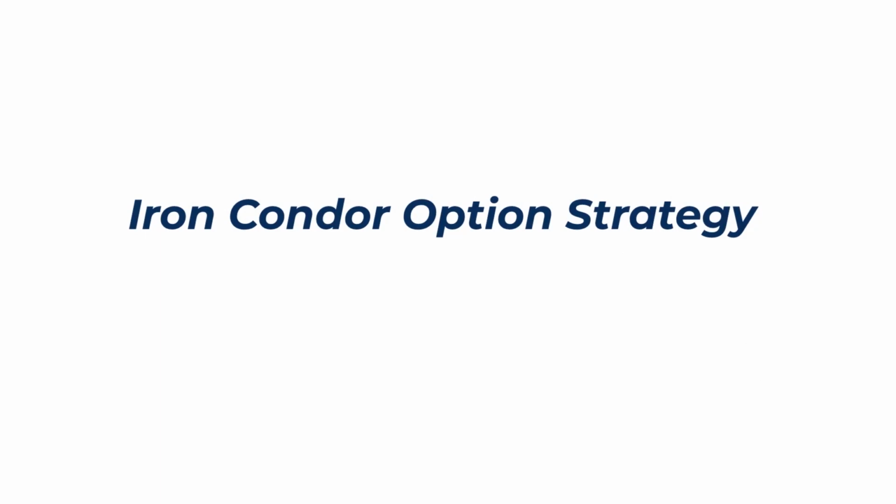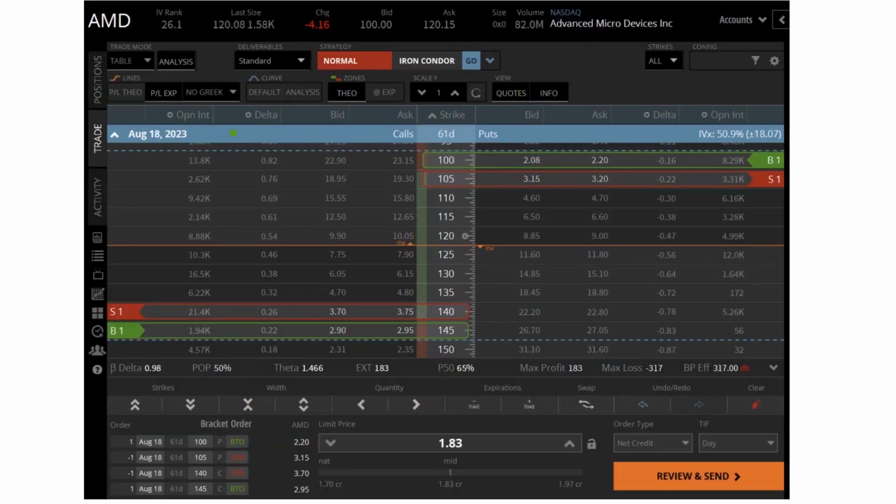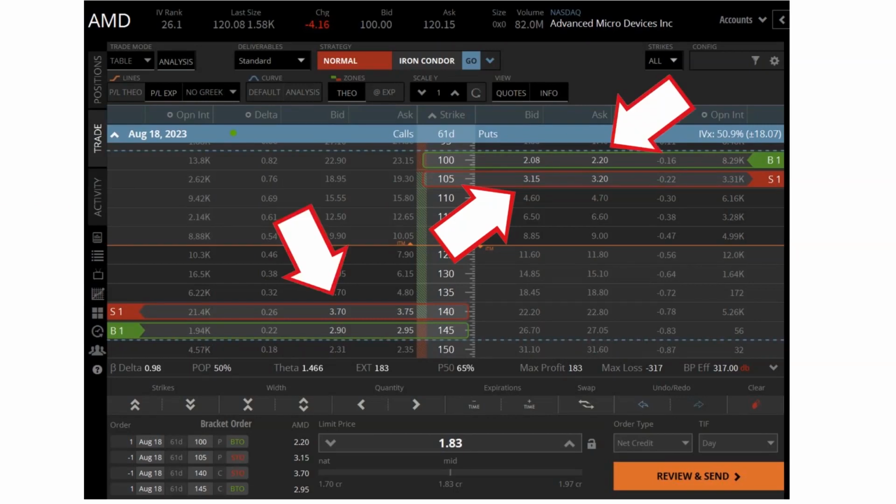An Iron Condor is placed exactly the same way as the put vertical spread that we just showed. However, we are just adding a credit spread on the other side, a call credit spread. So we go to the same August option chain, we click the bid to sell the 105 put and the ask to buy the 100 put. This is the put vertical spread. And then we click the bid to sell the 140 call and the ask to buy the 145 call, which is the call credit spread.